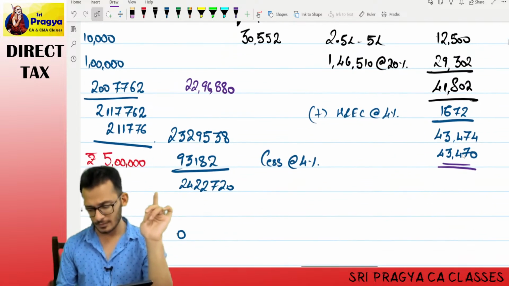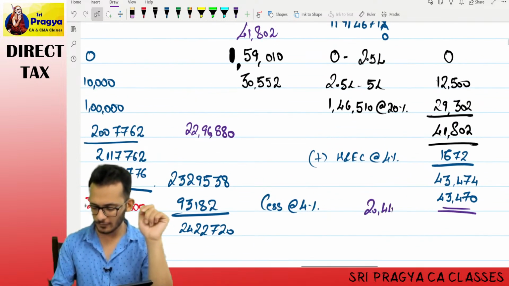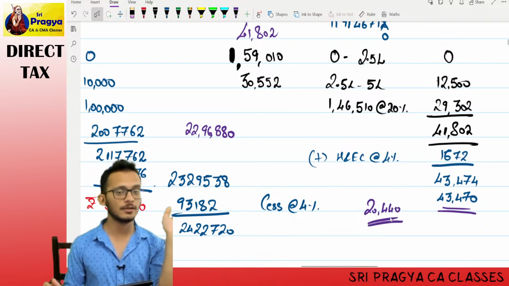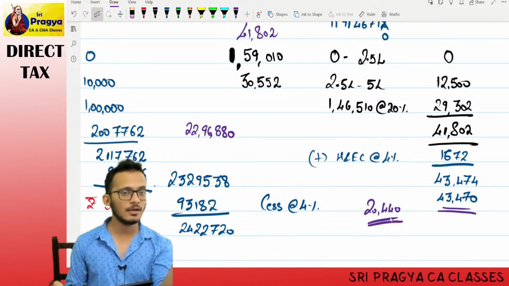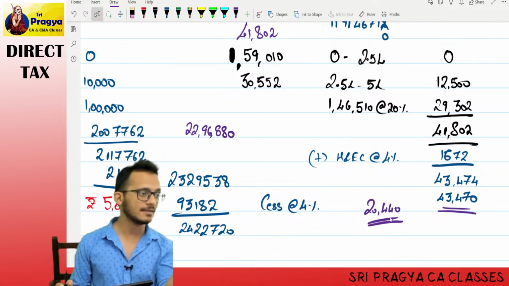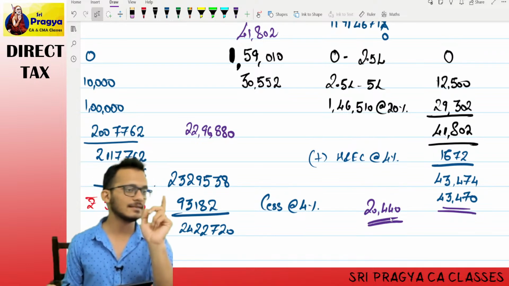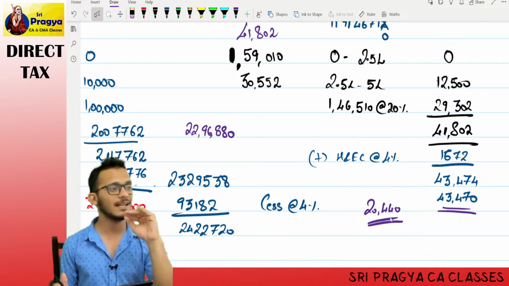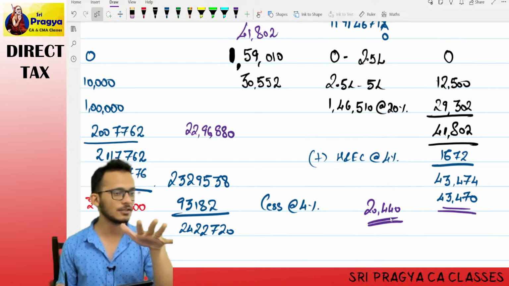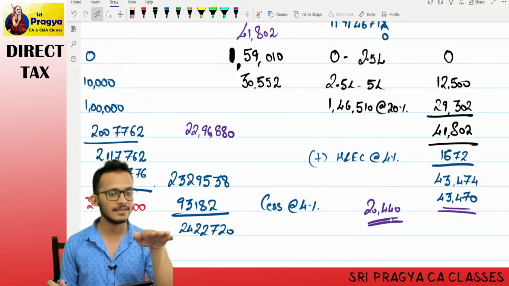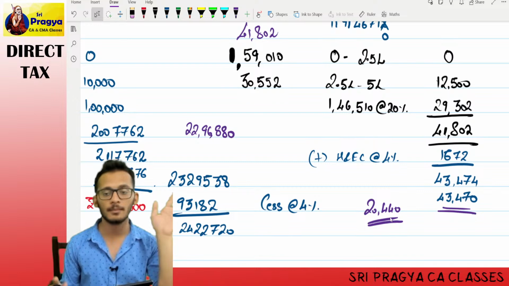20,440. So 20,440 for the default regime and 43,470 for the alternate regime. Whichever is lower, the number is 20,440. Again, you are going for the default regime. Please understand, people, residential and non-residential status is not important for the slabs, but it still applies for rebate. Rebate will only be given to residents. Clear? Be careful. Yes. Next question.